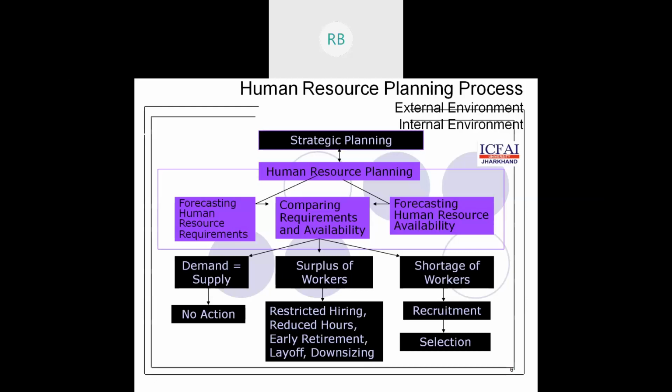Demand equals to supply, surplus workers, shortage of workers. Demand equal to supply. Where you have demand, you see everywhere, तो तुरंत तुरंत supply देना पड़ता है, which has no actions. Surplus of workers, which 1 minute.